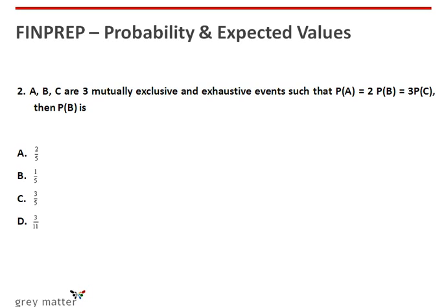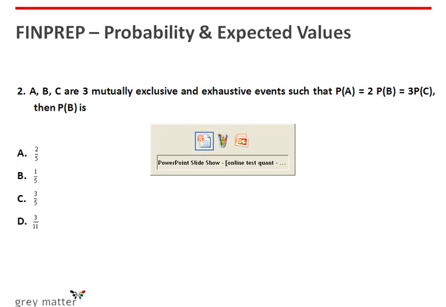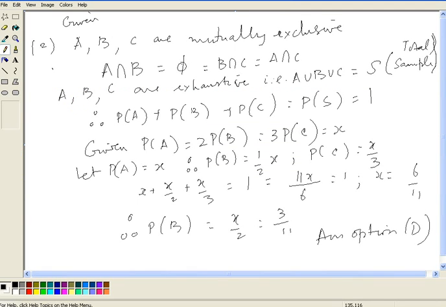Second question: A, B, C are mutually exclusive and exhaustive events such that probability of A equals twice the probability of B equals thrice the probability of C. We need to find the probability of B. Given A, B, C are mutually exclusive, it implies that A intersection B is null, so also B intersection C and A intersection C. All these 3 are null.